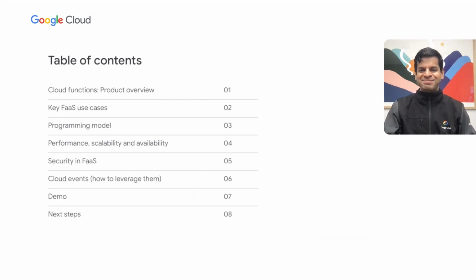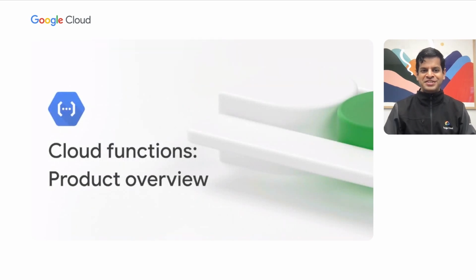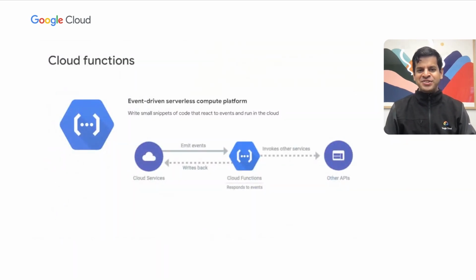So let's get started. Cloud Functions. Cloud Functions is Google Cloud's event-driven serverless compute platform. Cloud Functions let you write small snippets of code that react to events such as HTTP, as well as asynchronous events. For example, uploading a file to a Cloud Storage bucket and doing some processing after that, or sending a message to Pub/Sub and processing the message accordingly.